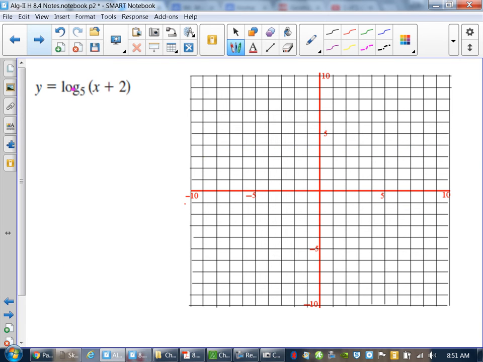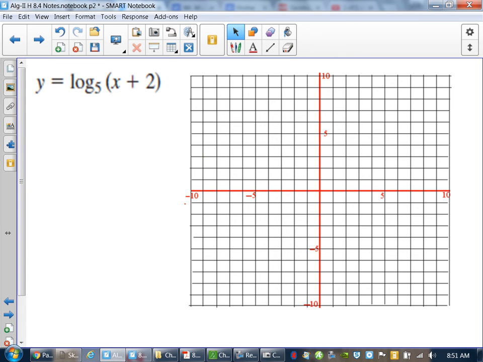Log base 5 of x plus 2. Do I have an h here? Yeah, I have an h here. Where is it? -2, good. So I have an h value of -2, which means my domain, oh, I forgot to do my domain in the other one. It's going to be all x values that are greater than -2.